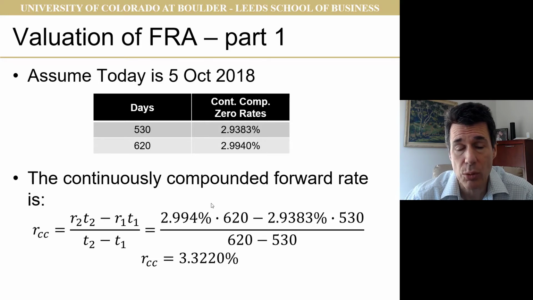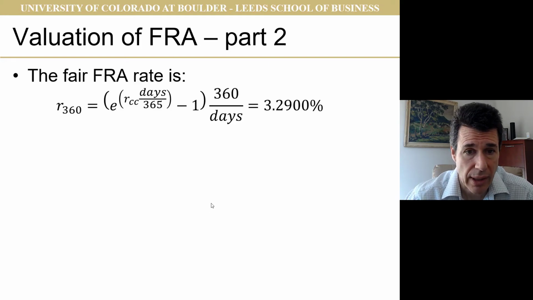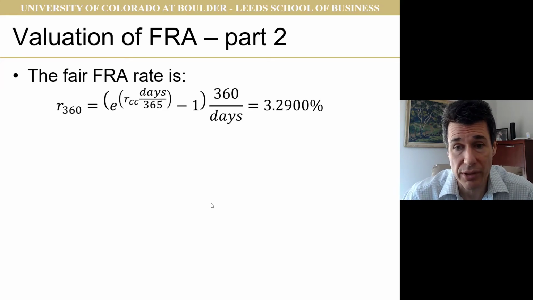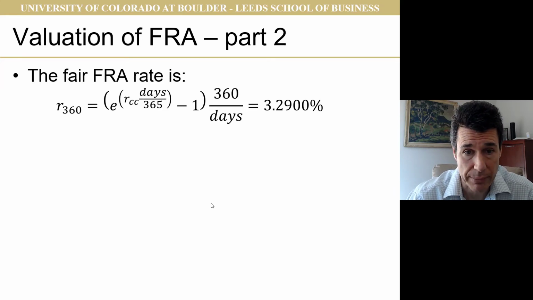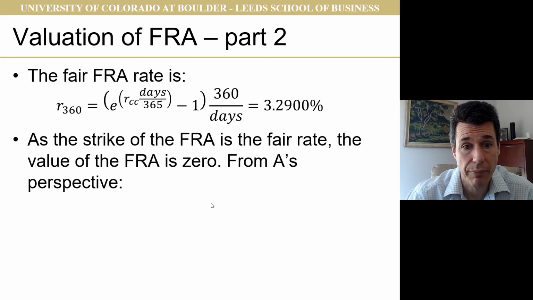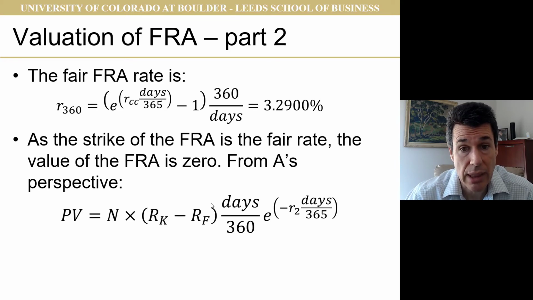We need the fair FRA rate, and so we could do a rate conversion. I know the formula off the top of my head, but we could also just simply use discount factors to calculate this formula. So the fair FRA rate is 3.29%, and of course that's the rate that A agreed to lend to B. So as the strike of the FRA is the fair rate, the value of the FRA is 0.